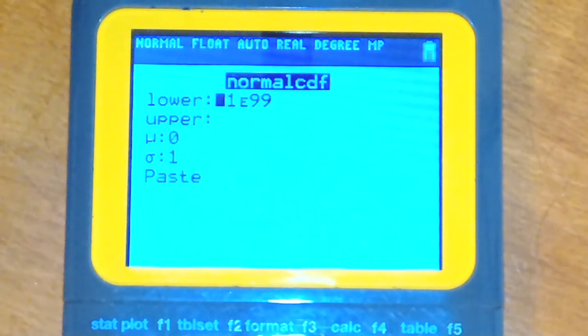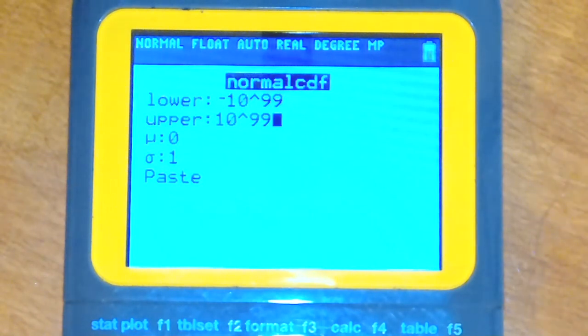Now, this lower bound that they have in here is really negative infinity. It's negative 10 raised to the 99th power. That's really what it is. So if I type in negative 10, not minus, but negative 10 raised to the 99th power, that is really a lower bound of negative infinity. An upper bound of positive infinity is 10 raised to the 99.